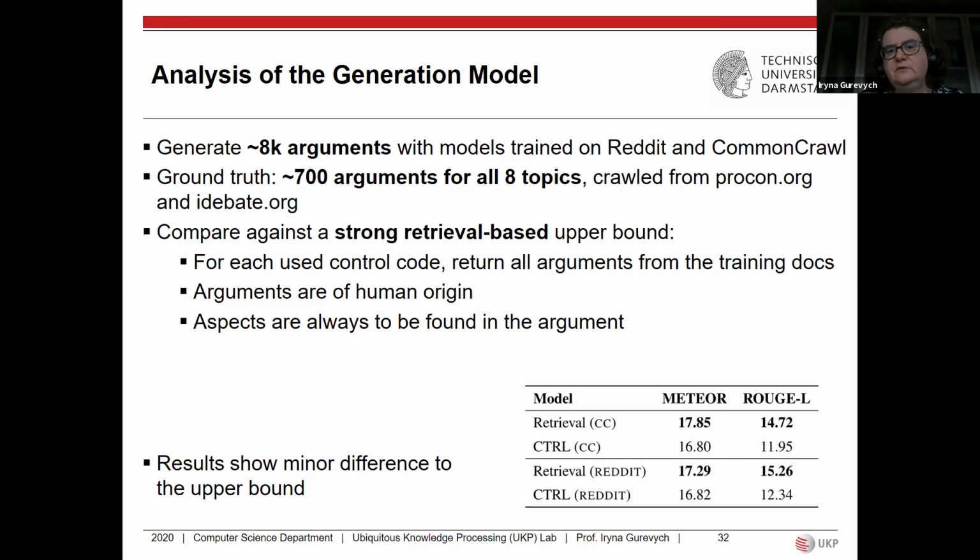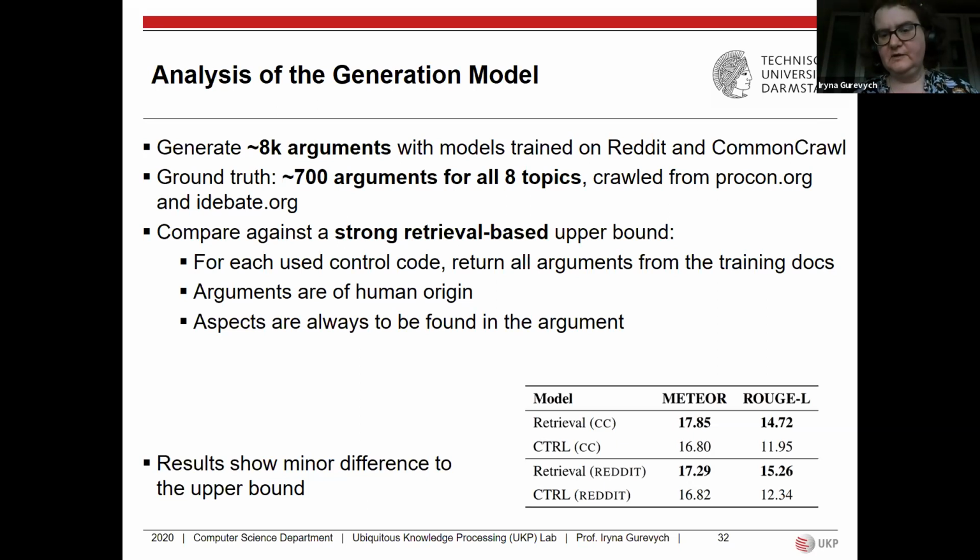Of course, the retrieval approach has 2 advantages. First, all retrieved arguments are human-made, while our generation model-based arguments are not human-made. And second, all aspects used in the control code are certainly to be found in the argument in the retrieval-based mode, while this is not necessarily the case for the generated arguments.